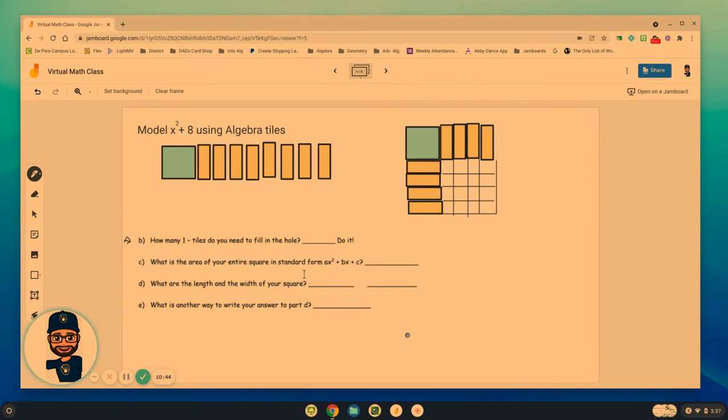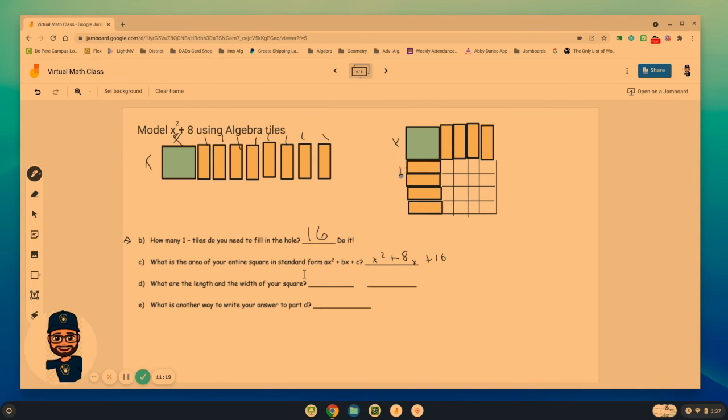All right, I hope you took some time to draw those out. 1 x squared. This is x by x, which means these are all dimensions of 1. So we have this square over here, and we would have 16 left to fill in that hole. So that means we have 1 x squared plus 8x plus the 16.